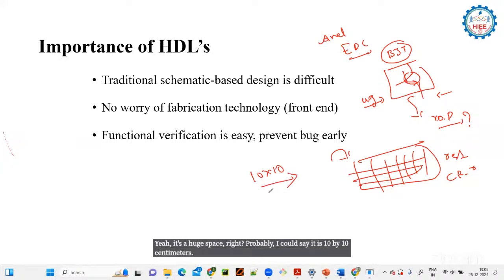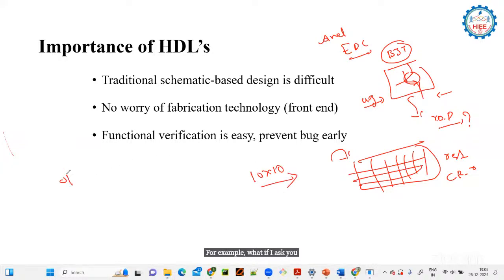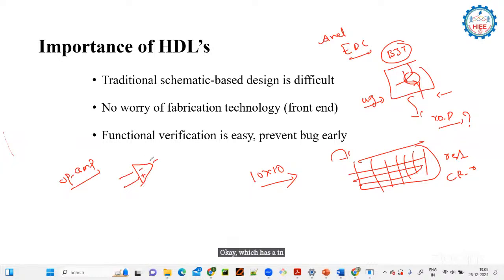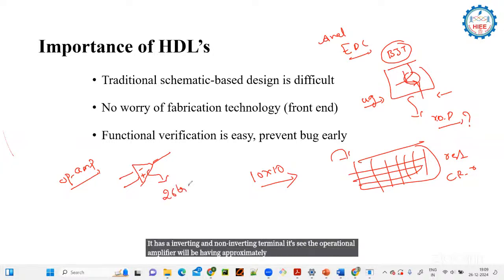For example, what if I ask you to verify an op amp, an operational amplifier? It looks something like this, which has an inverting and a non-inverting terminal. The operational amplifier will have approximately 26 transistors in it.